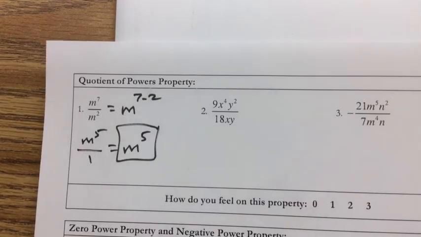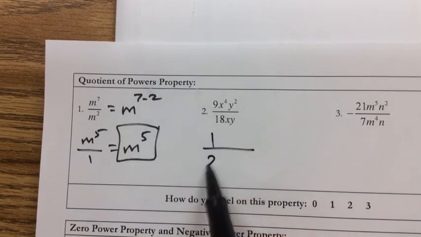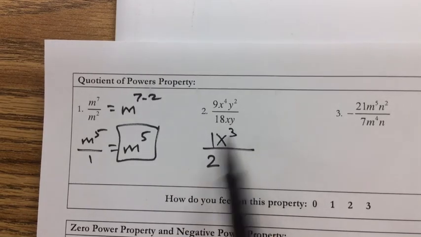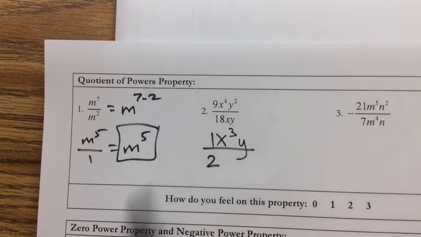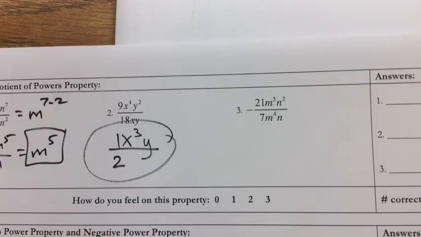So looking at this one, the numbers, the coefficients, have nothing to do with the exponents, but that means you still have to deal with them. 9/18 is 1/2. You can cancel out an x, there's 3 left on the top. You can cancel out a y, there's 1 left on the top. That's your answer. Again, you don't have to write the 1, but it doesn't hurt.